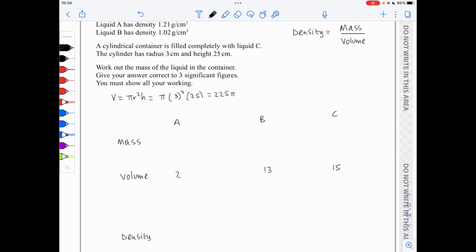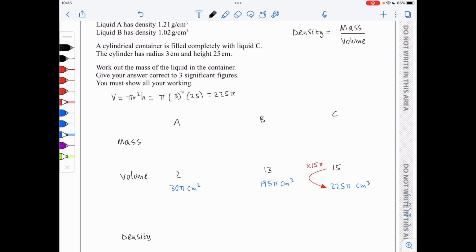We have actually calculated the volume of C to be 225 pi cubic centimeters, and this will allow me to find the volumes for A and B. We observe that to go from 15 to 225 pi, we multiply by 15 pi. So if I multiply 2 by 15 pi, I get 30 pi cubic centimeters. And if I multiply 13 by 15 pi, I get 195 pi cubic centimeters.